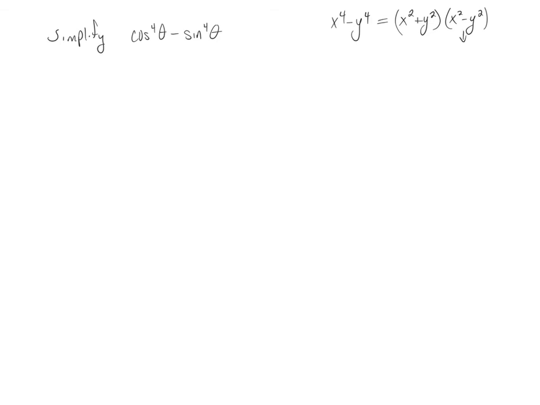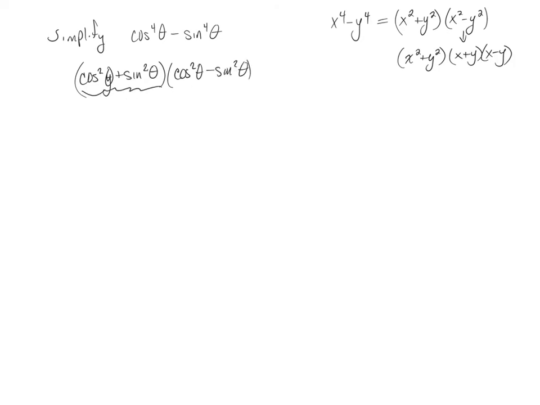Now, this guy further is a difference of squares, so you could say, all right, that's x squared plus y squared, and then this breaks down to x plus y and x minus y. So maybe applying something like that for this, where instead of x's and y's we have cosines and sines. So you could say, all right, this factors to cosine squared of theta plus sine squared of theta, and then cosine squared of theta minus sine squared of theta.